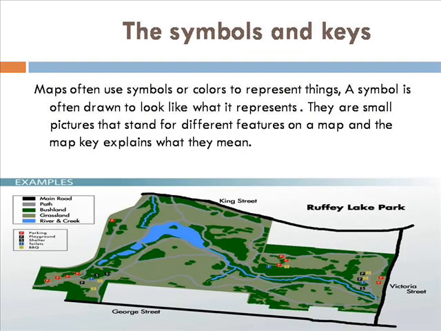What do the symbols and keys represent? Symbols or colors on the map represent things. It is often drawn to look like what it represents. Symbols are small pictures that stand for different features on a map, and the map key explains what they mean.